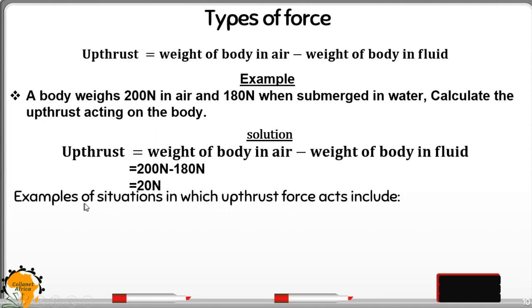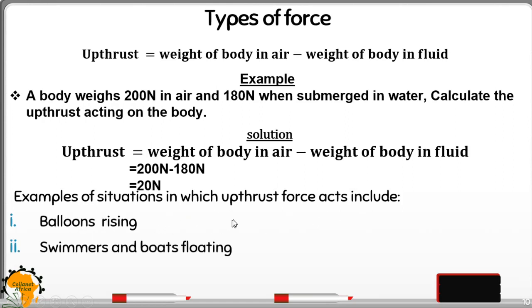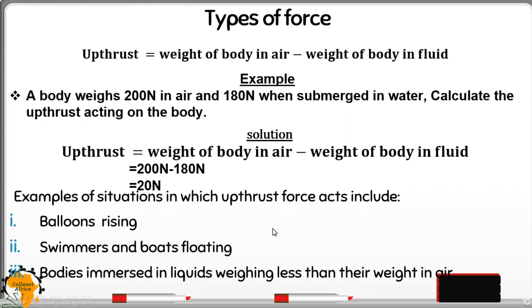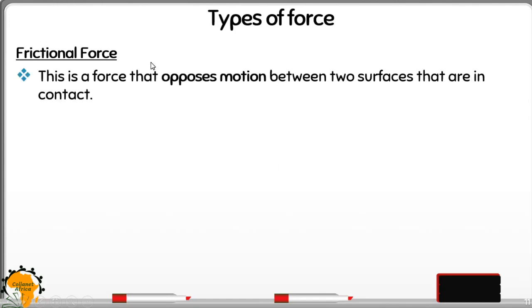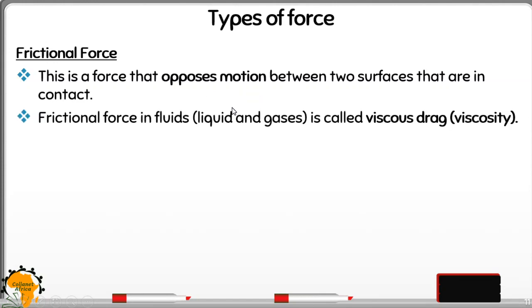Now we have the examples of situations in which we have upthrust. We have balloons rising, swimmers and boats floating, and bodies weighing less when they are immersed in a fluid. Then we move to frictional force, and this one we say that it is the force that opposes relative motion. You have two bodies that are in contact. You are trying to move one, and then you find that that motion is prevented. That is what we call the frictional force.